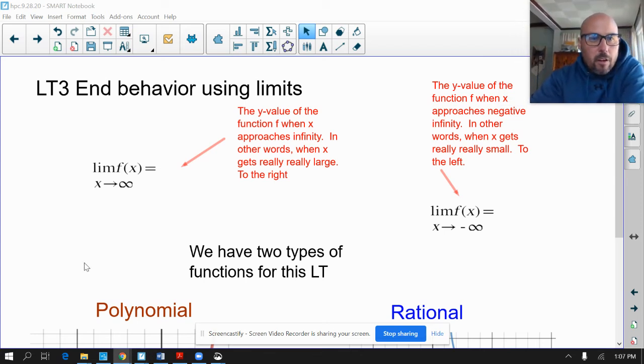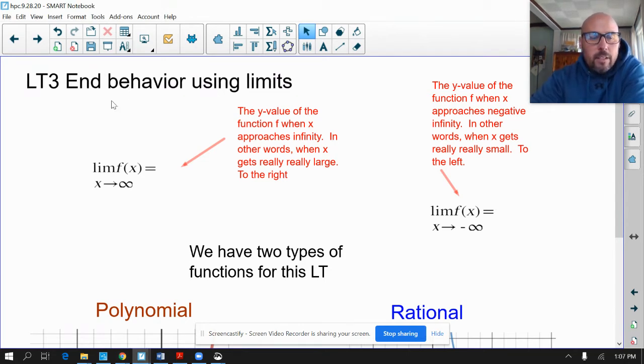Hello everybody. Here is learning target 3, describing end behavior using limits. So first of all, what is end behavior?